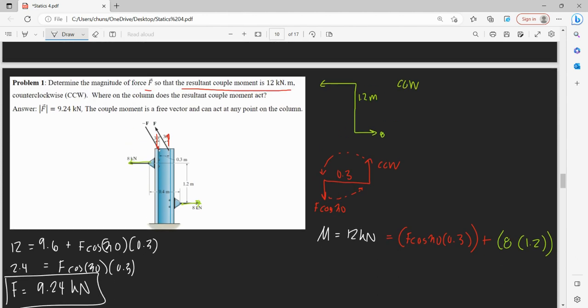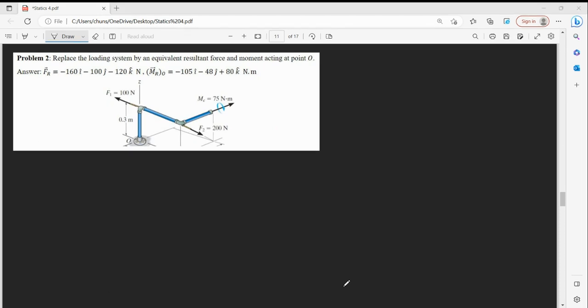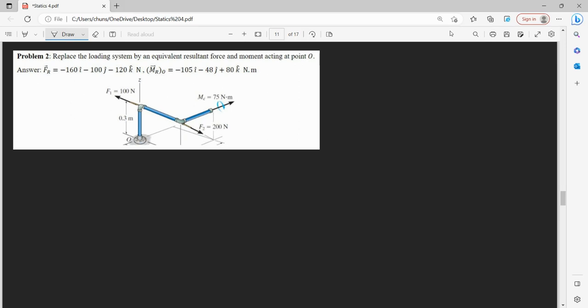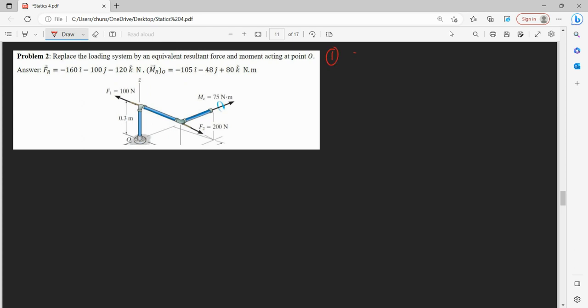Okay, our next question, we want to replace our loading system with an equivalent resultant force and moment at point O. So how would we do that? From this system, we want to find the Cartesian formula for each of our forces. And then we want to find our resultant. And then our resultant moment.